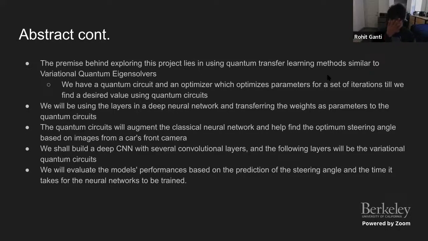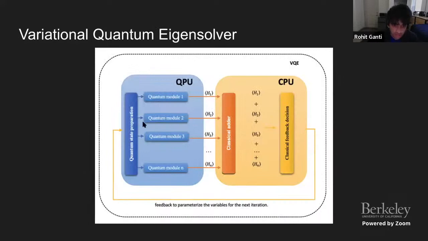All right, so now moving on. The premise behind this is basically exploring quantum transfer learning methods, similar to how variational quantum eigensolvers work. For a variational quantum eigensolver, we usually have a quantum circuit and a classical optimizer on the right. What we essentially do is transfer these parameters for a set number of iterations, or until a convergence point, till we get some sort of result. A very classical example is to approximate the ground state of a molecule or the ground state of a particle.